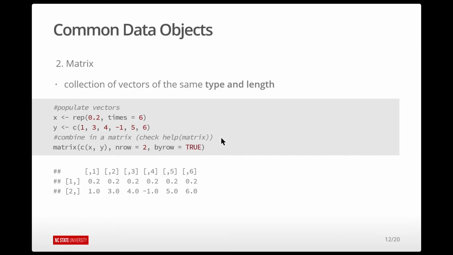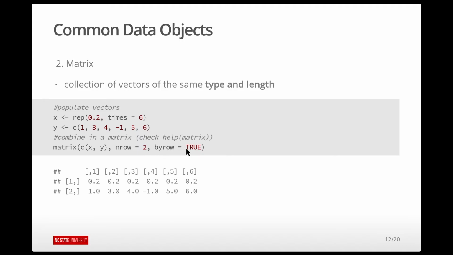Okay, so again, there are different arguments that you can give to the matrix function. So we could say nrow = 2. So if I want to make this first row be the x vector, the second row be the y, I could say nrow = 2. Again, I have 12 elements, so it's going to figure out that I must want 6 columns.